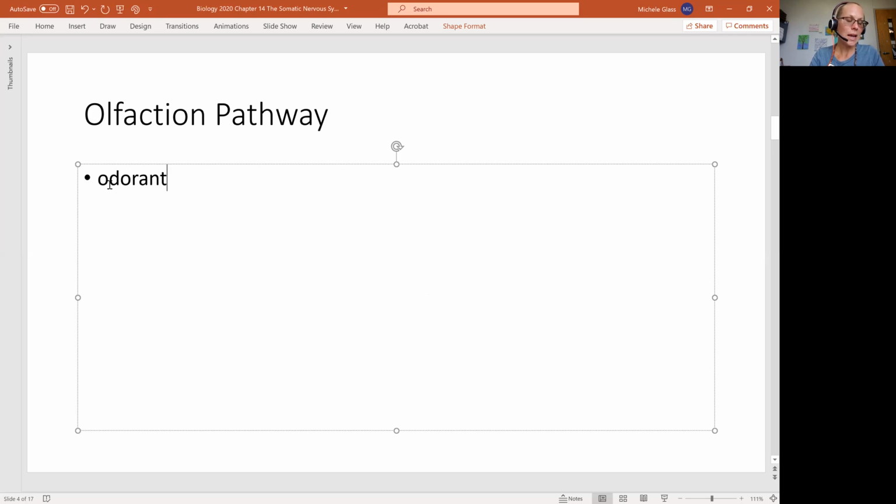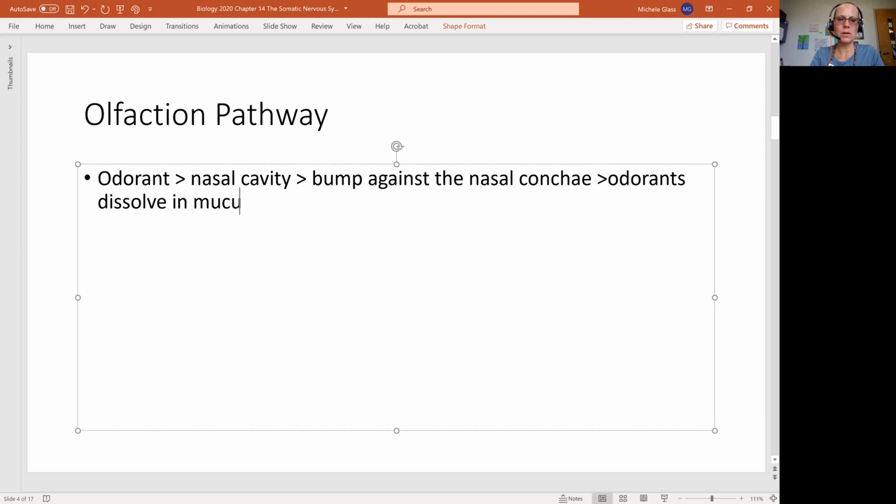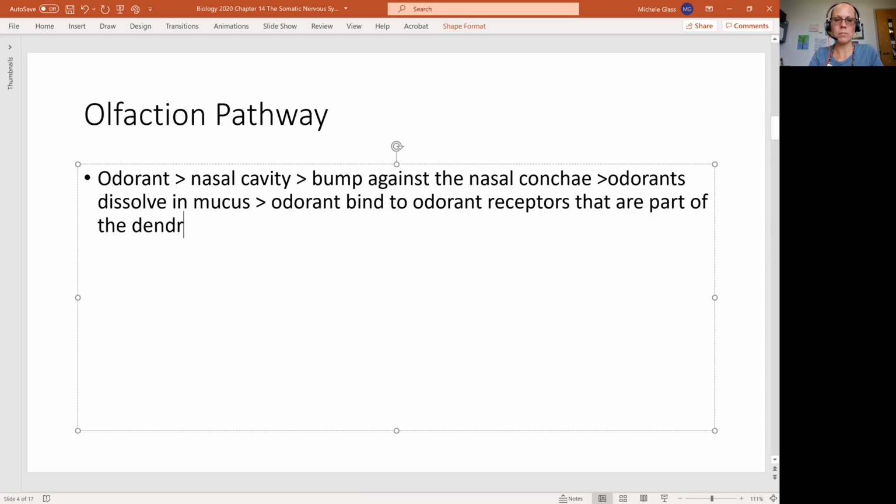So remember, the odorant is our chemical that's in the air, and it's going to make its way into the nasal cavity. And if you want to add the detail that it's going to bump against the nasal conchae, to help yourself remember that important detail. And then we see the odorants are going to dissolve in the mucus layer. And so this is going to help those odorants actually make contact with the dendrite. And so what we'll see happening is that the odorant will bind to odorant receptors that are part of the dendrite membrane.